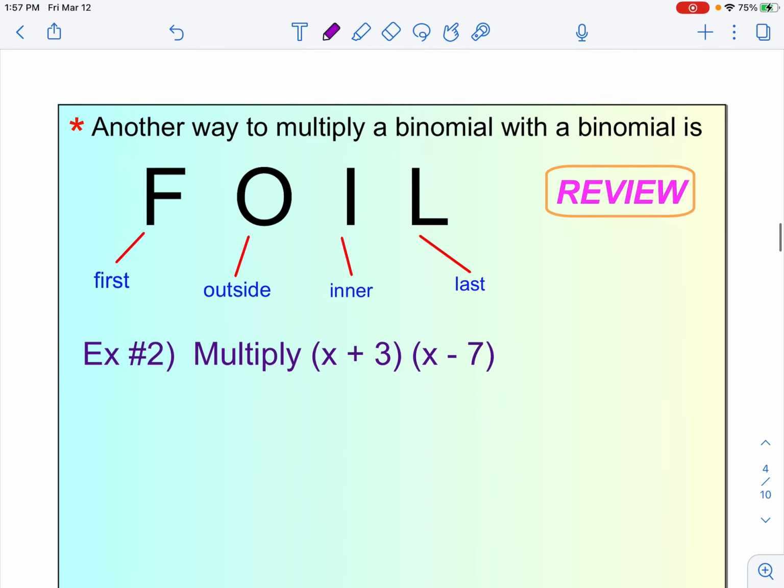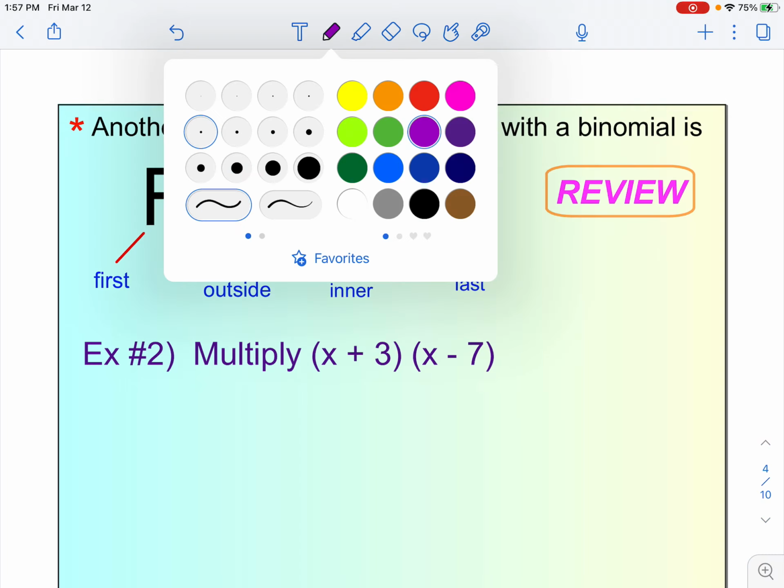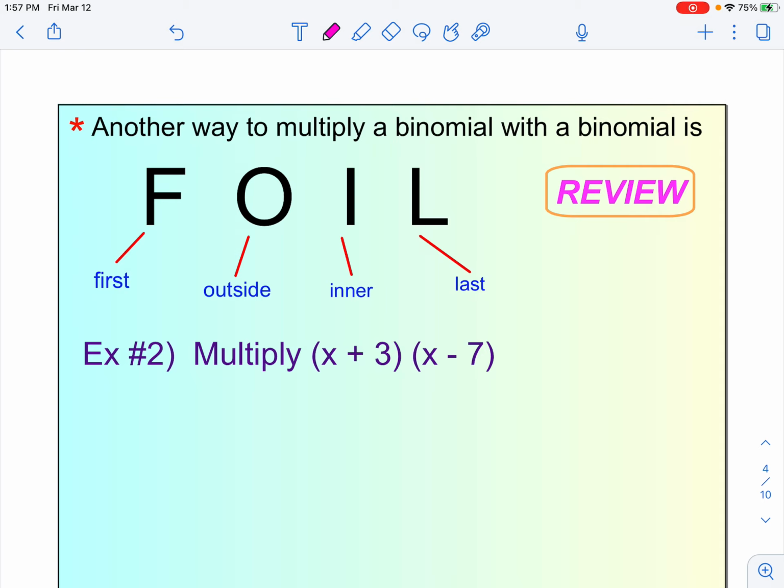But we also looked at doing the same process using an acronym called FOIL: first, outside, inner, last, to keep track of all the multiplications. So I'll review that as well. The F in FOIL is the first term in each parenthesis. So x and x are the first terms, and our F would be x times x, which gives us x squared.